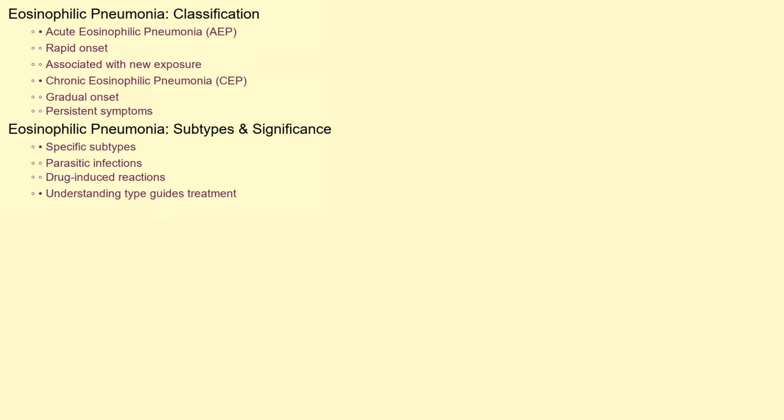Eosinophilic pneumonia can be broadly classified into acute and chronic forms. Acute eosinophilic pneumonia, or AEP, develops rapidly and is often associated with a new exposure, such as cigarette smoking or a drug. Chronic eosinophilic pneumonia, or CEP, has a more gradual onset and is characterized by persistent symptoms and eosinophilia in the lungs. There are also specific subtypes related to underlying causes, such as parasitic infections or drug-induced reactions. Understanding the specific type of eosinophilic pneumonia is important for guiding treatment decisions.